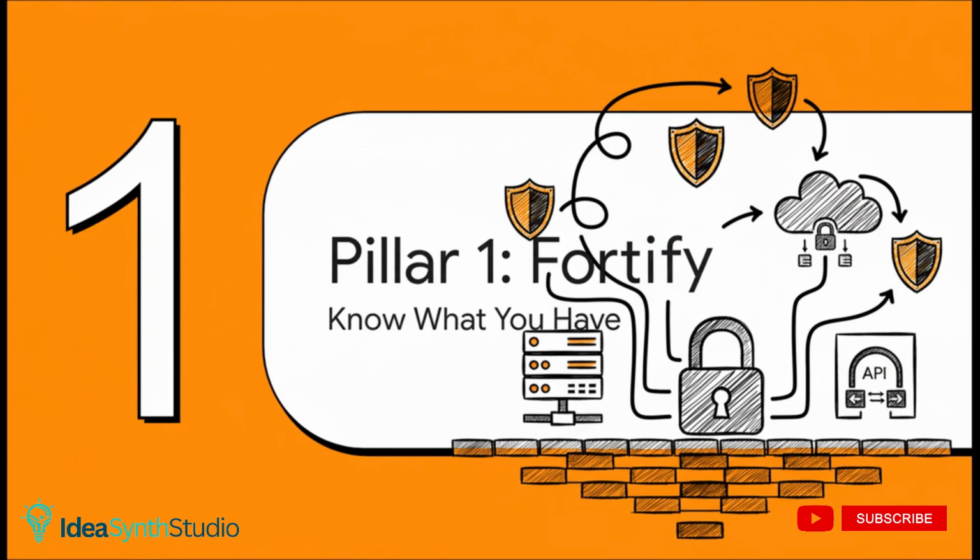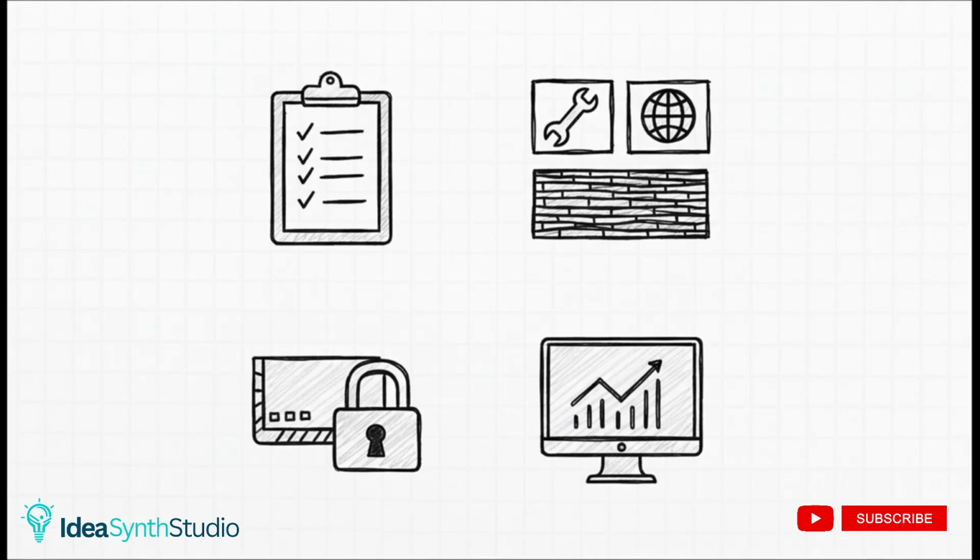Okay, let's kick things off with Pillar 1, fortify your foundation. The thinking here is simple. You absolutely cannot protect what you don't even know you have. This whole pillar is about getting a complete bird's-eye view of all your digital assets, and then making sure every single one is locked down and secure from day one. And that really boils down to 4 key practices. First, you need a complete inventory. That way, no server or API gets left behind and becomes a security hole.